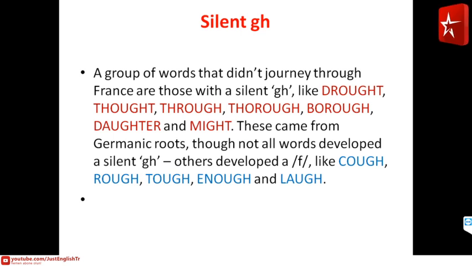Germanic roots, though not all words developed a silent G and H, others developed an F sound. Yes, you may ask me, teacher, sometimes we can see that G and H are not pronounced in the words, but sometimes they are pronounced like F. Yes, it is true. For example, cuff, rough, rough decision, tough tasks, enough, love. Yes, they are pronounced like F.